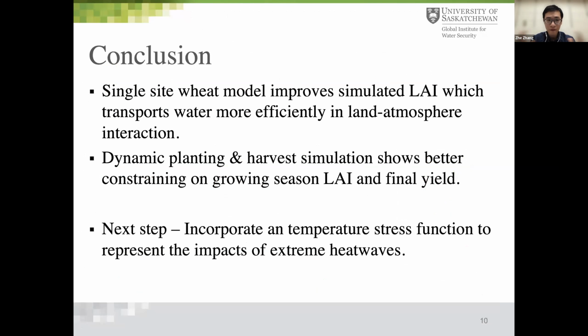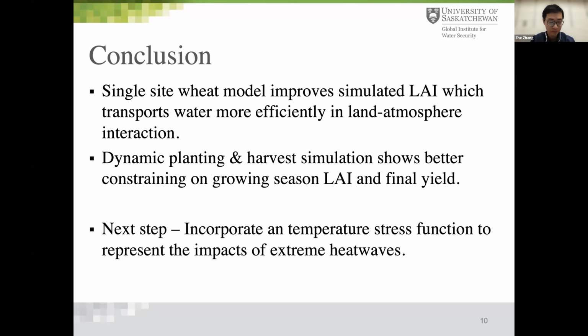And finally, that's my conclusions: we adapt a new set of parameters from the single site, trying to improve LAI and turbulent fluxes. And then we transition the model from single point to regional scale and expect to have more dynamic LAI and final yield simulation. The next step, we will work on trying to incorporate a temperature stress function to represent the impact of the extreme heat wave. And thank you very much.